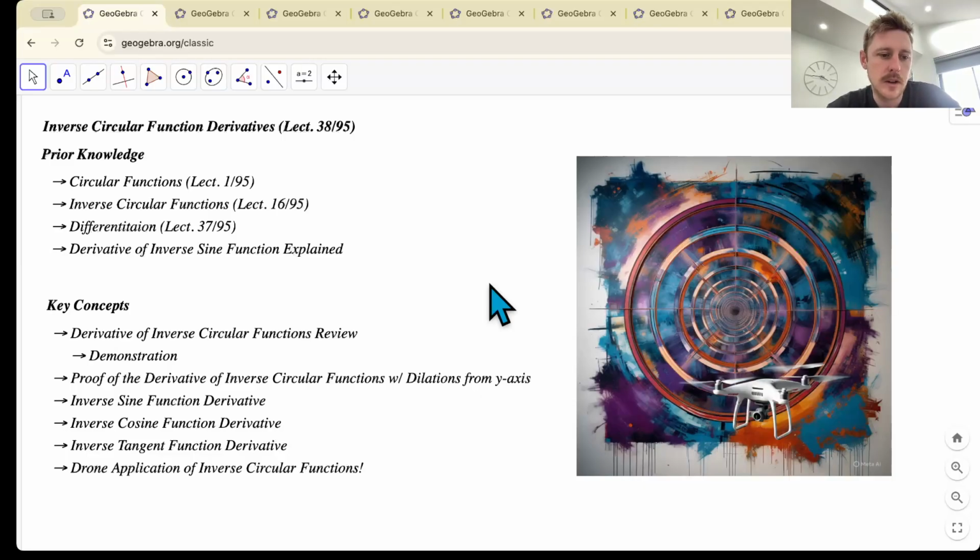So the key concepts that we'll cover in this are a review of the derivative of the inverse circular functions. So just a quick demonstration of the different derivatives of circular functions. Then we'll do a proof of the derivative of inverse circular functions when there are dilations from the y-axis. And then we'll look at the inverse sine function derivative, inverse cosine function derivative, and inverse tan function derivative. And then we'll look at an application, because you're probably wondering when on earth would you use these kinds of functions. And the example will be drones. So that'll be interesting. So let's jump into it.